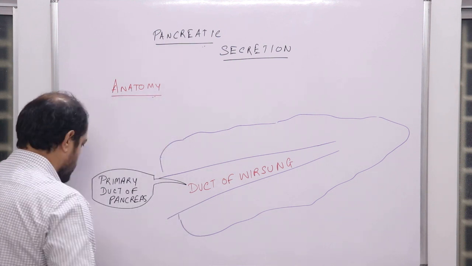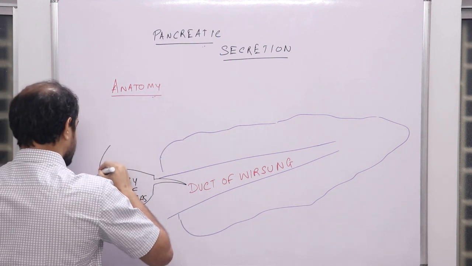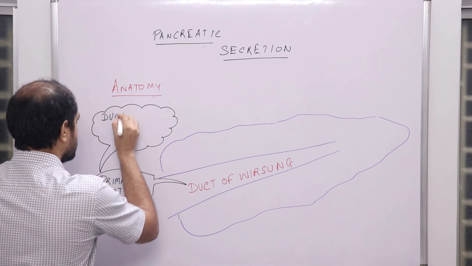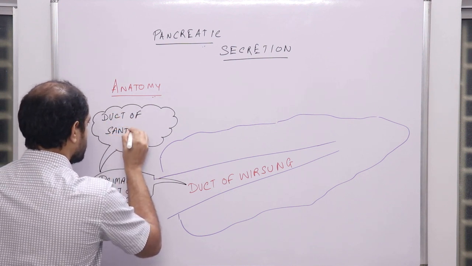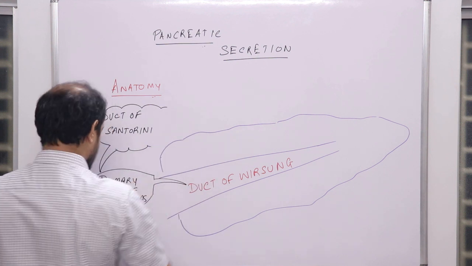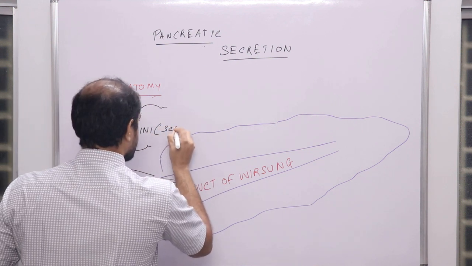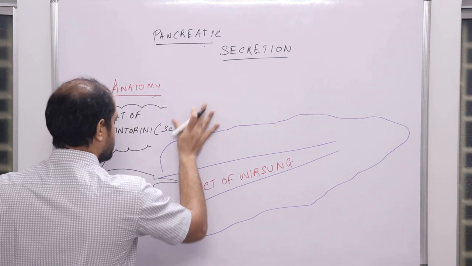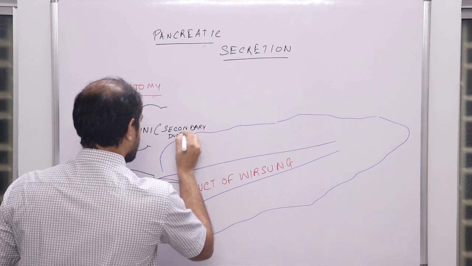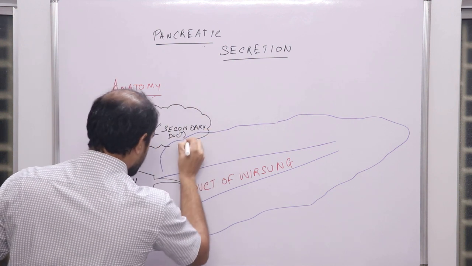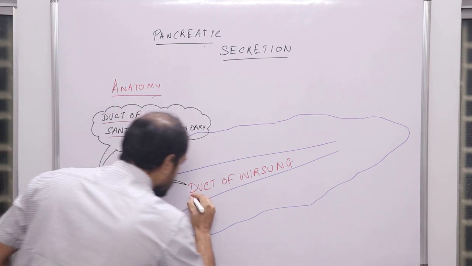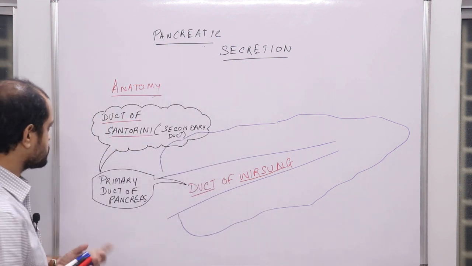Now there is a secondary duct of the pancreas as well. The secondary duct of the pancreas is known as the duct of Santorini, which is a secondary duct. Clear? So this is the duct of Santorini, and this is the duct of Wirsung, which is the primary duct of the pancreas.